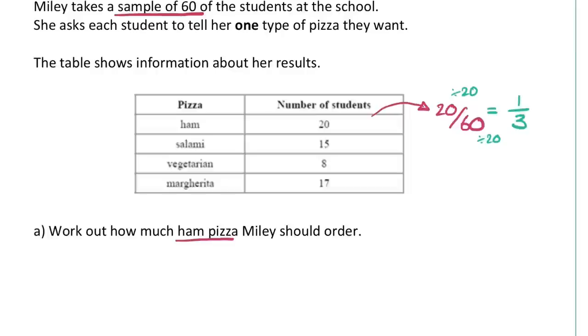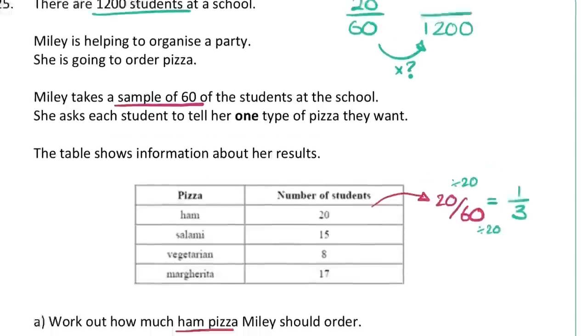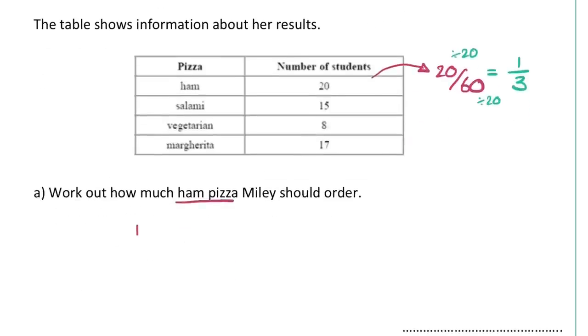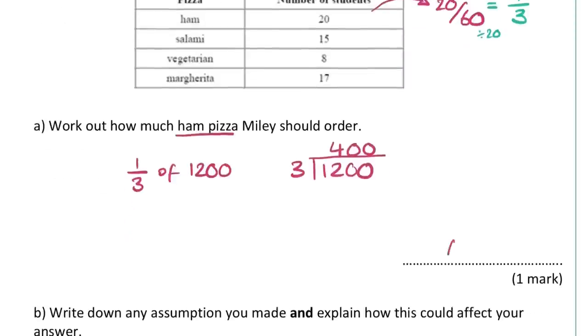And all of a sudden, this has become a lot easier, because if it's 1/3 of the pizzas that we want to be ham pizza, well, if there's 1,200 students, then I want to find 1/3 of the 1,200 students. Now to do that, we just divide by 3. So 3 into 1,200, 3 goes into 12 4 times, and then 0, 0. So our answer would be 400 for that one.